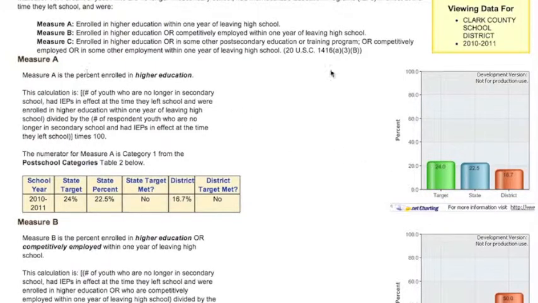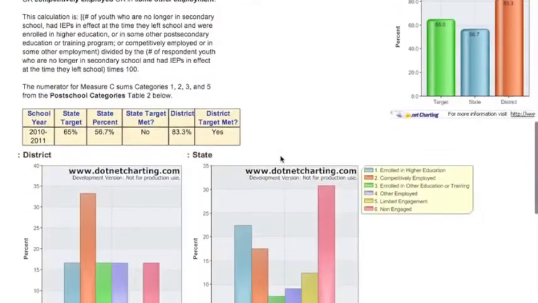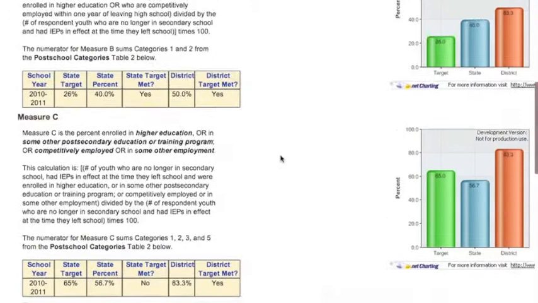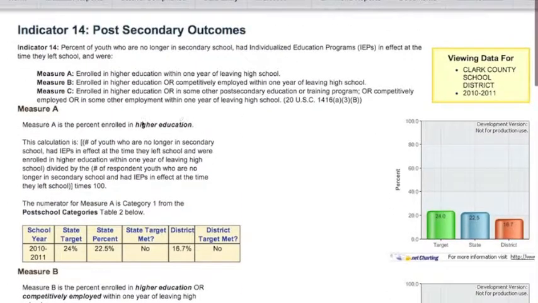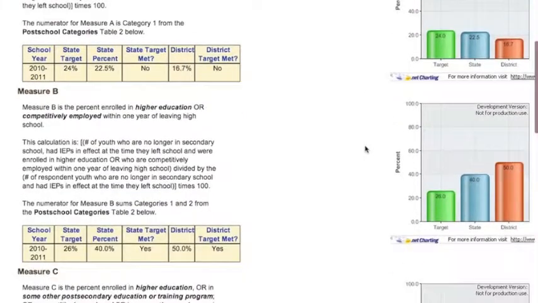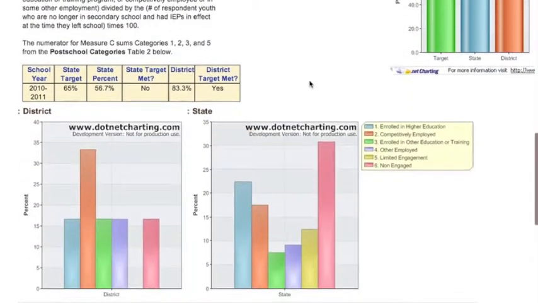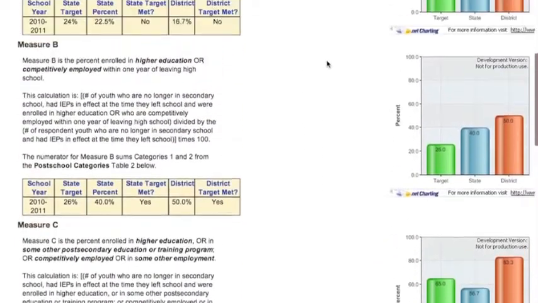So for indicator 14, you have several measures, A through D, I believe, and the indicators stand for different things. So, for example, measure A is the percentage enrolled in higher education, and this gives you the state target, the state percent. So this is showing that the state is not meeting its target, and the district is certainly not meeting the state target. So this gives you a quick way to view across several indicators and measures within those indicators the data that you've collected for your special ed students.